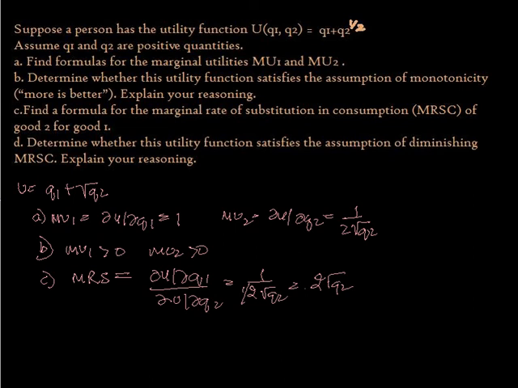And then the last part is that you need to find out whether this satisfies the property of diminishing MRS. Ideally, what it should do is, if del MRS by del q1 is negative, then you can say that MRS is diminishing.